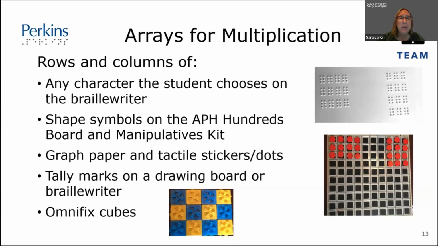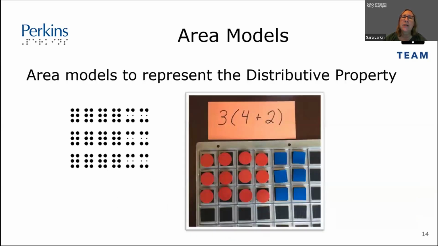We could also use manipulatives, such as the APH hundreds board and manipulatives kit. We have that same arrangement where we've used the red circles that go with that manipulatives kit in that same arrangement of rows and columns. They can also use graph paper with tactile stickers or dots on them. Even tally marks on a drawing board will work. Or we have an example with Omnifix cubes that are connected with 3 rows and 4 columns. So there are lots of ways to express that same arrangement to make that drawing.